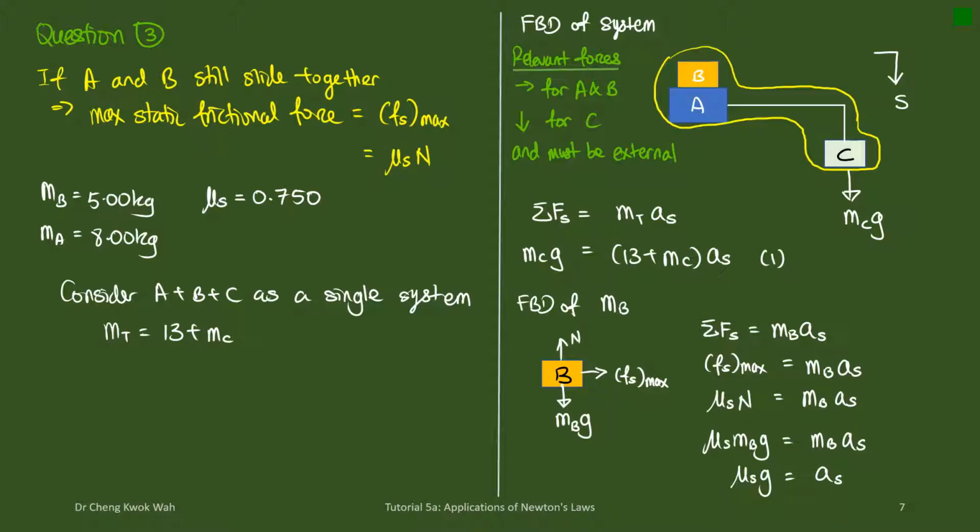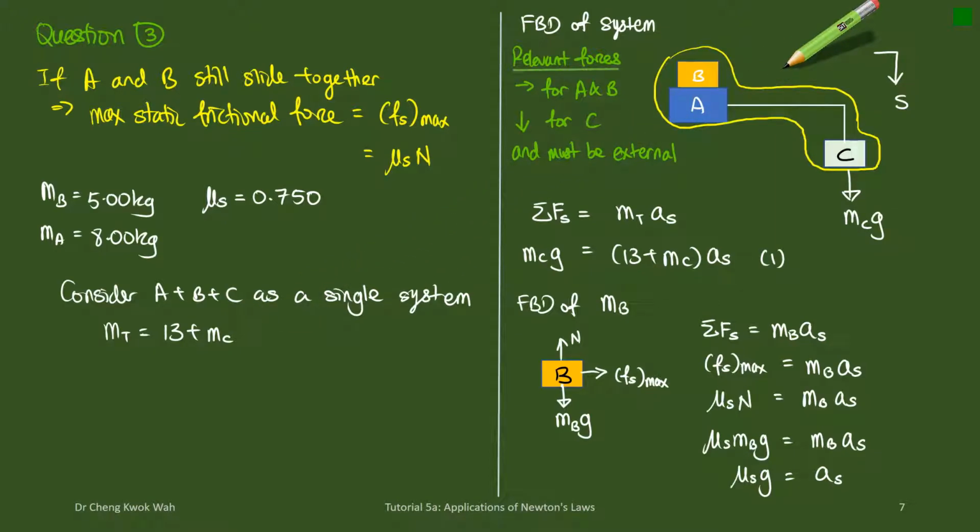So, if blocks A and B are to move together as one unit, when mass C takes on its largest value, then the force acting on block B is the maximum static frictional force given by mu s N. In this case, we consider the 3 blocks as one single system, so the total mass is just 13 plus mC kilograms. So, since we consider the 3 blocks as one single system, our free body diagram is very simple.